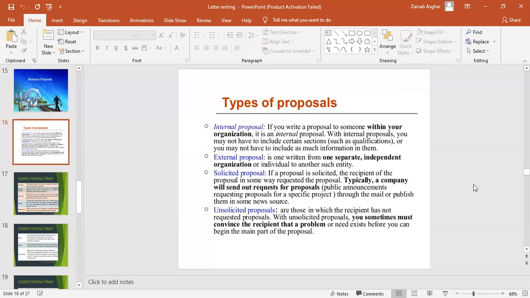So these are the four types of proposal writing in any business organization. Is it clear?